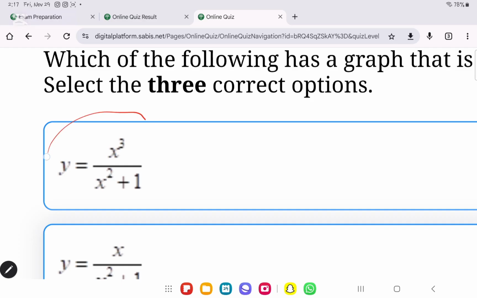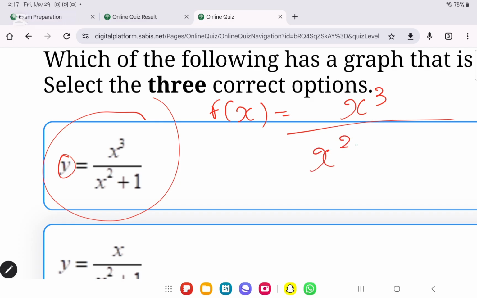So let's start with the first one. y is equal to x to the power of 3 over x to the power of 2 plus 1. How do we know if this is odd or even? Very simply, choose a number, okay? We have y means f(x), so our f(x) is equal to x to the power of 3 over x squared plus 1. Very simply, what we are going to do is substitute the x by 1. This is our first starter.